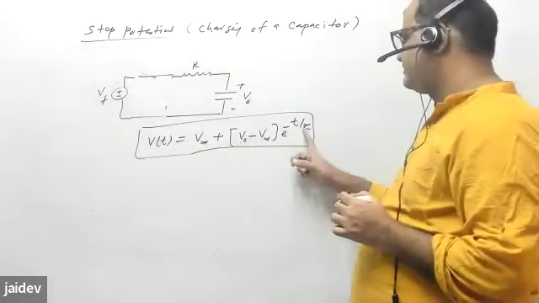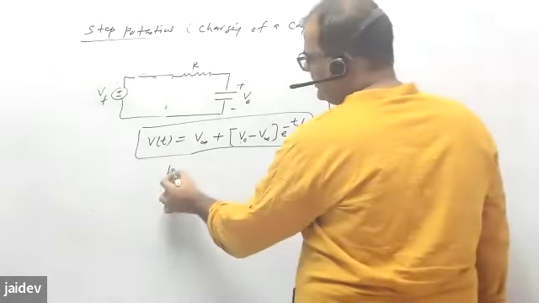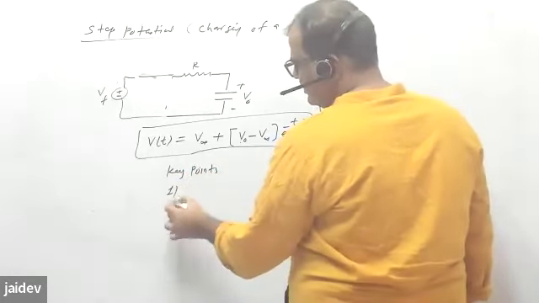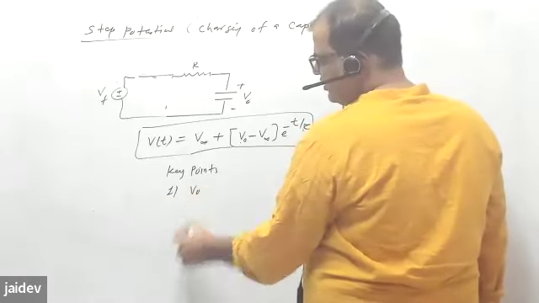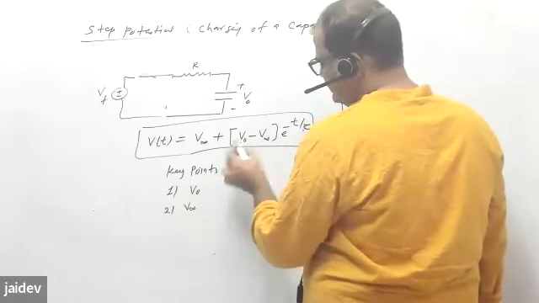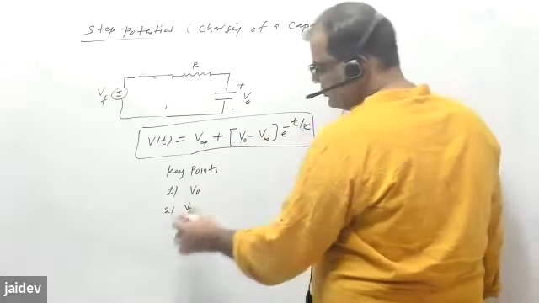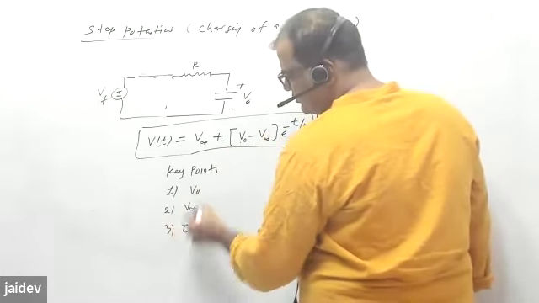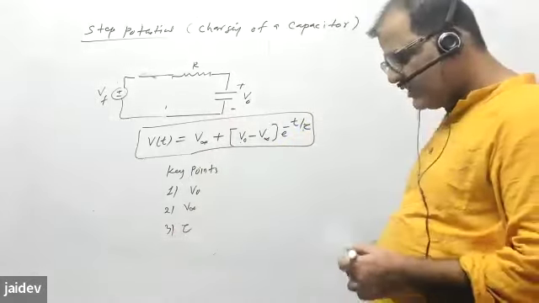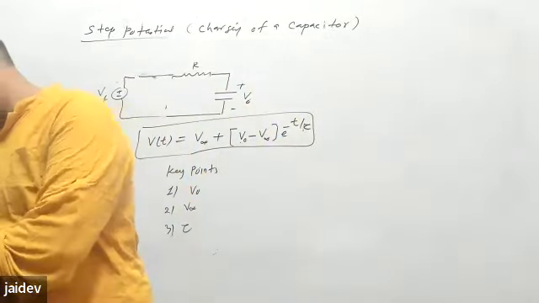The circuit is the same. You should know the key points to remember for solving the circuit. Number one, you have to calculate V naught. Once you know V naught, you have to know what V infinite is. And once you know V naught and V infinite, you have to calculate tau in the transient circuit. So three things you have to calculate, and then you can solve this kind of circuit. Let us understand with an example. Let me take one problem.